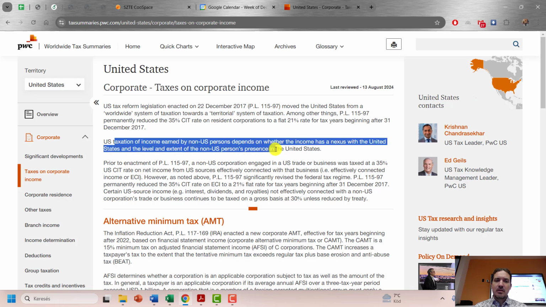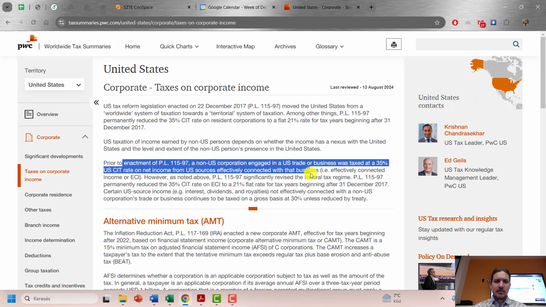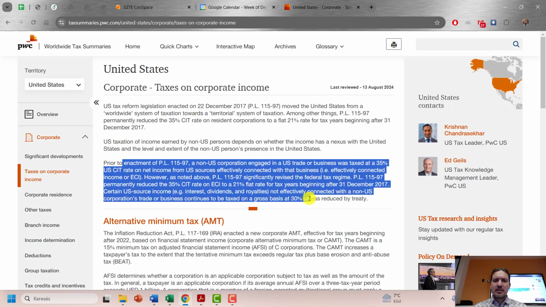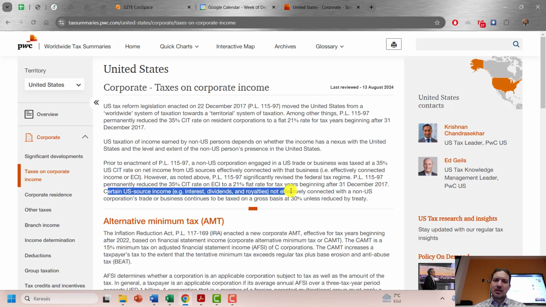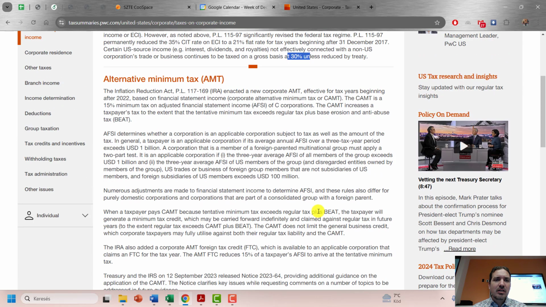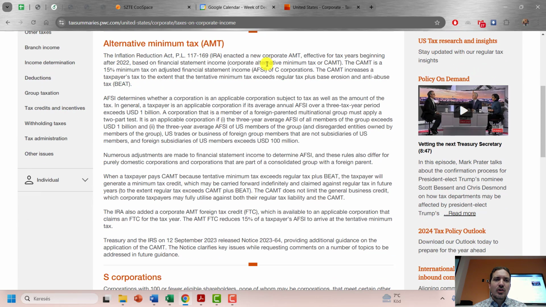US taxation of income earned by non-US persons depends. Okay, we are not talking about US persons. Certain US source income, interest, dividends, royalties that are not effectively connected with the non-US corporation's trade or business, continues to be taxed on a gross basis at 30%. But this is US source, so this is no problem for us.